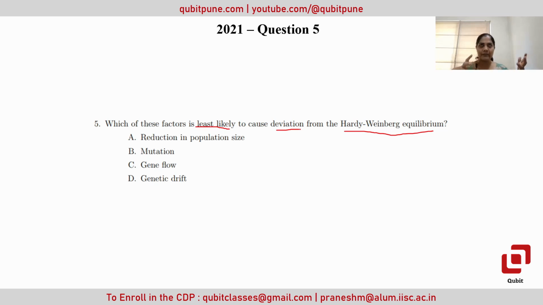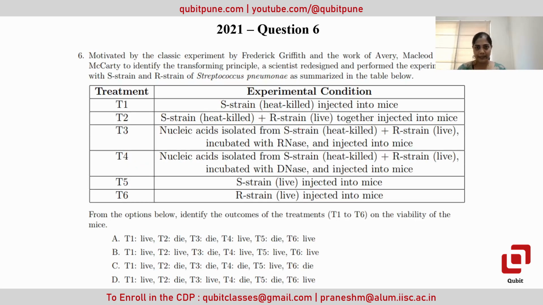But there are various factors which can disturb the equilibrium, because of the mutations that can happen and gene flow that is happening in the given population. Genetic drift means the chance event that can happen, which can change the allelic frequency at large. That is what genetic drift is. Amongst these, with the reduction in population size, there is the least chance of a deviation that can disturb the Hardy-Weinberg equilibrium. So option A is the correct one. Next.